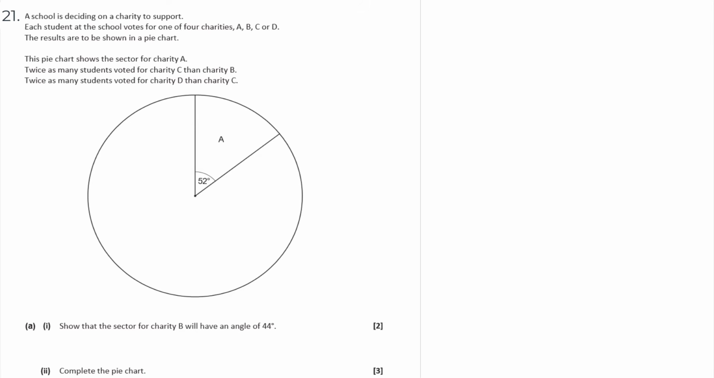Well, let's just do a quick ratio here. B to C to D. I'm going to start with B. I'm going to give B 1 share because all the others build off of it. And then we know that twice as many students voted for charity C than for charity B. So twice of 1 is 2. And we know that twice as many students voted for charity D than for charity C. Then twice 2 is 4. So that means that B and C and D are in the ratio of 1 to 2 to 4. So altogether, that is 1 plus 2 plus 4. That's 7 parts, isn't it?